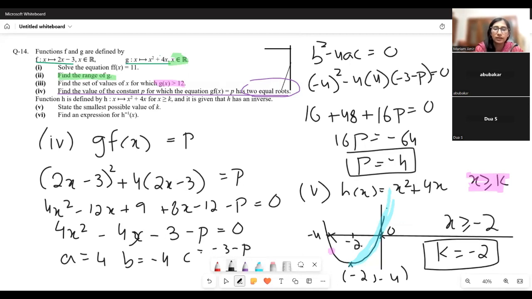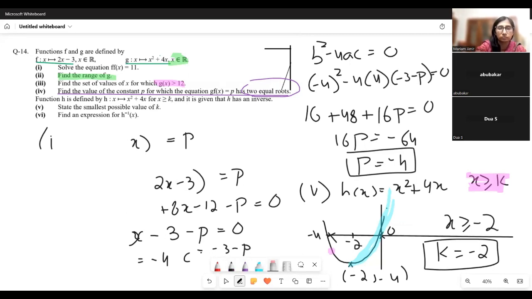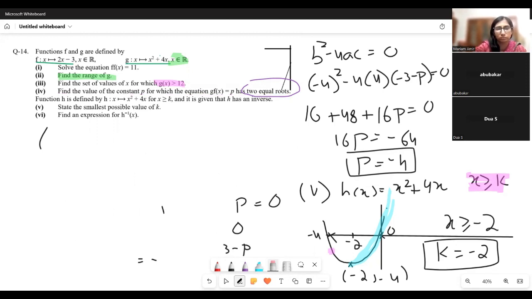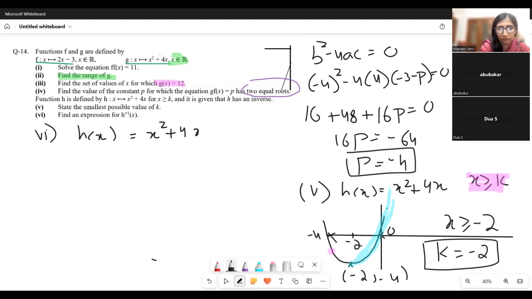Part 6, express h inverse of x. How do we find the inverse of h(x)? h(x) is x square plus 4x, where x is greater than or equal to -2. How do we find its inverse? y equals x square plus 4x. हम x को सब्जेक्ट नहीं बना सकते क्योंकि एक x square की टर्म है, एक x की टर्म है. What you'll have to do is convert it into completed square form first.